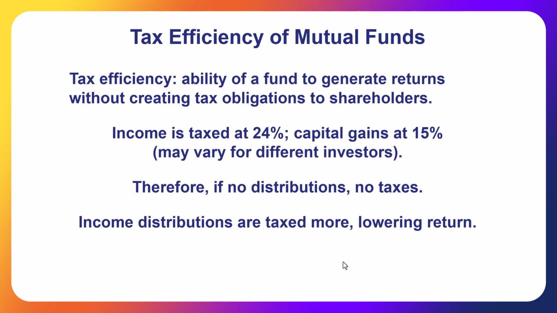We also need to be concerned about tax efficiency. Right? Since we're receiving cash flows, we're going to pay taxes. Income is typically taxed around 24%, although we know it can vary. Capital gains currently is around 15%. So if there's no distribution, there's no taxes. However, we are given distributions, even if it's reinvested, those things are taxable. So again, income distributions are taxed more. That certainly lowers our return.